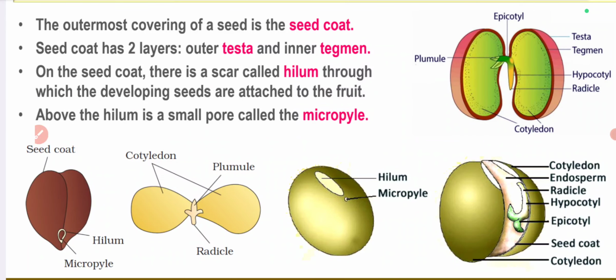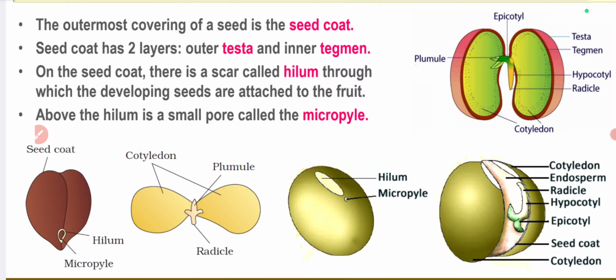Seed coat has two layers, outer testa and inner tegmen. You can easily identify the testa and tegmen in groundnut. The outer hard covering is called testa and the inner covering of the seed is tegmen. While eating groundnut, you first remove the testa and then you remove the tegmen.